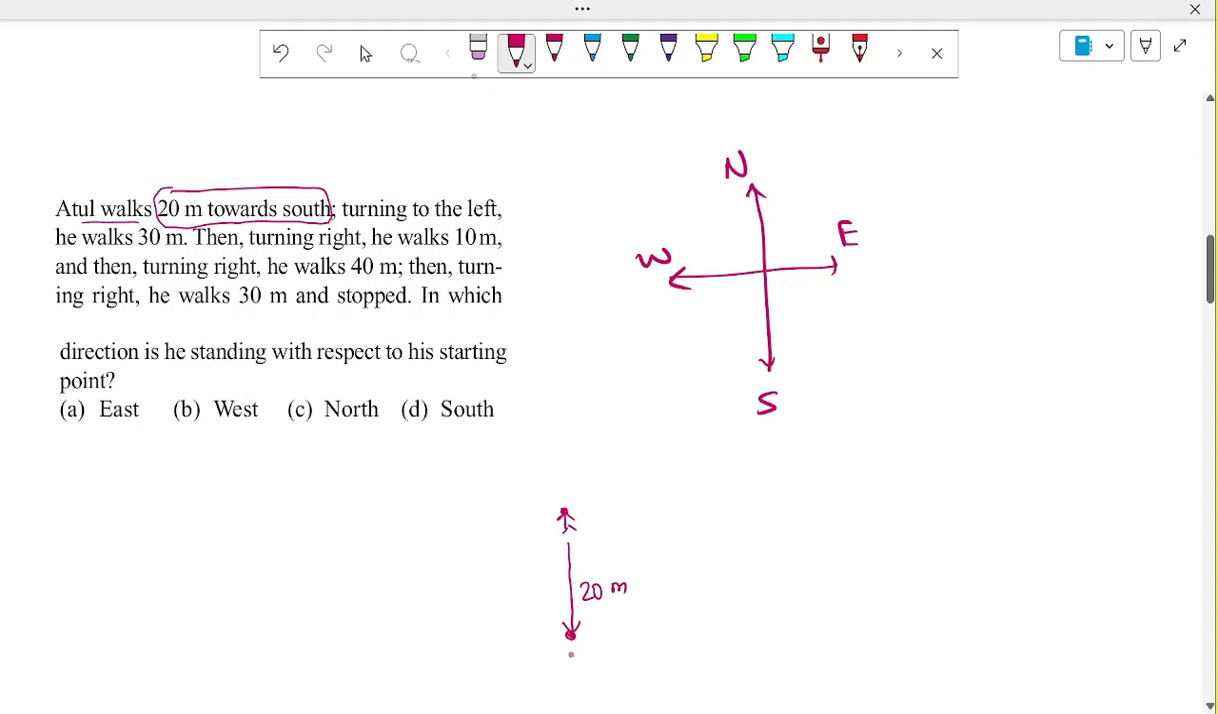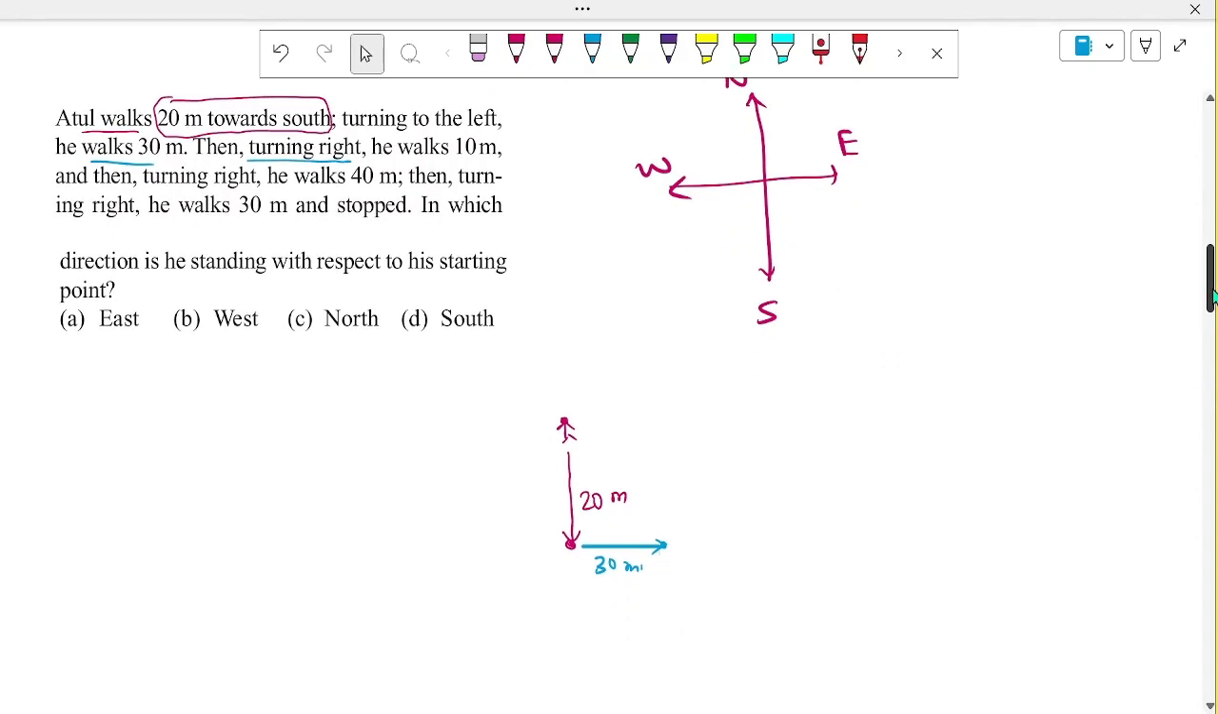Turning to the left. For him at present, which is left? You should be very cautious in this case. So when he is standing this side, which is left to him, turning to his left, this is left, right? And he walks 30 meters. Then turning right, he walks 10 meters. Now for him, which is right? This is right. He walks 10 meters.